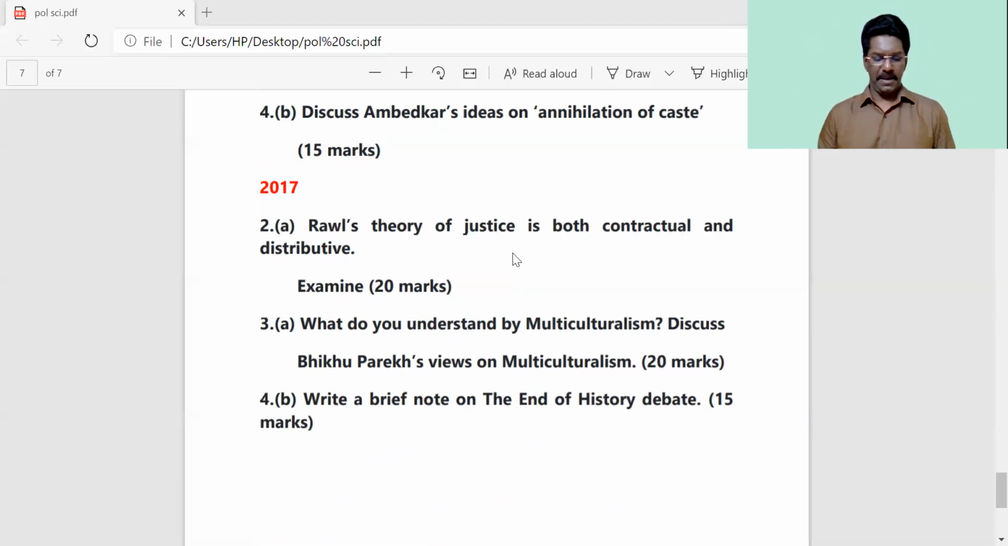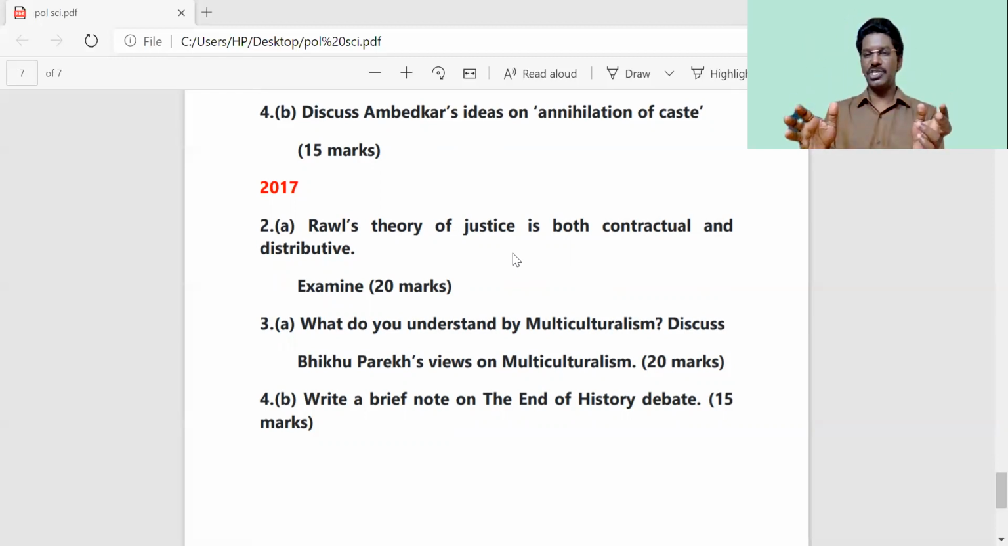In 3B, why? The logic is very simply Rethinking Multiculturalism. This was a book launched in 2002, and 2017 is the 15th year celebration of this very popular book, Rethinking Multiculturalism. In that, Parekh clearly mentioned what multiculturalism is and what his view on multiculturalism is. On the basis of this idea, students can understand that, okay, I need to expect certain questions even before the examination.